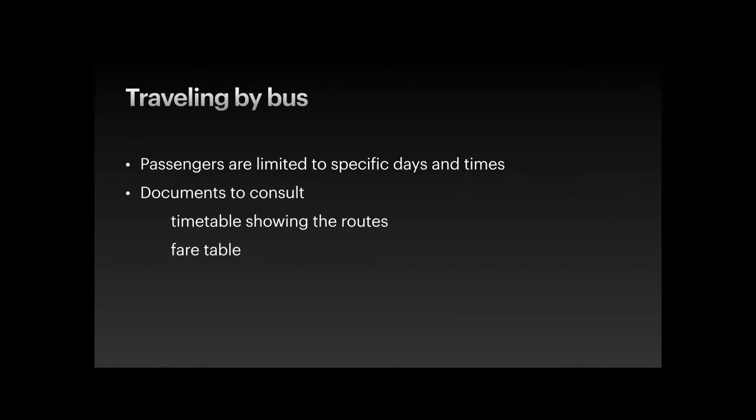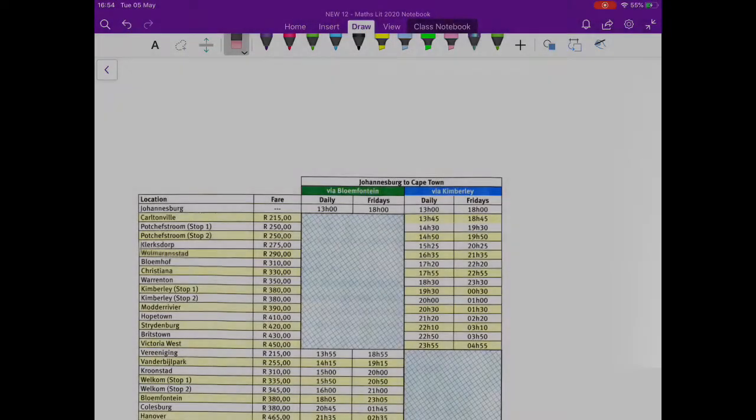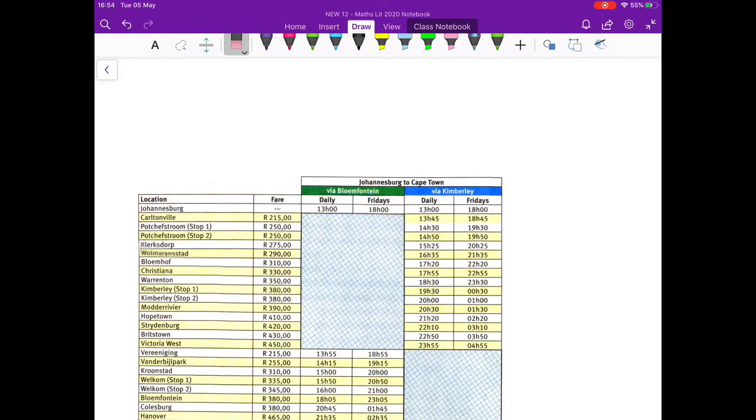A traveller wanting to travel by bus will need to consult a timetable which shows the relevant departure times as well as the travel routes. In the same timetable, you will get a fare table so that you will know the cost of traveling by bus to your destination. Let's just make sense of this bus timetable.